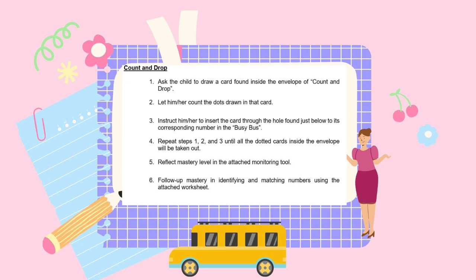Count and drop. First, ask the child to draw a card found inside the envelope of count and drop. Second, let him or her count the dots drawn in that card. Third, instruct him or her to insert the card through the hole found just below its corresponding number in the BC Bus. And fourth, repeat steps 1, 2, and 3 until all the dotted cards inside the envelope will be taken out.